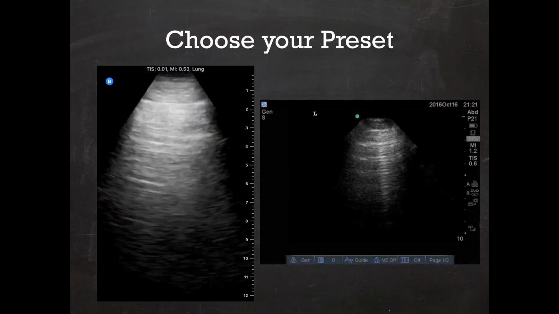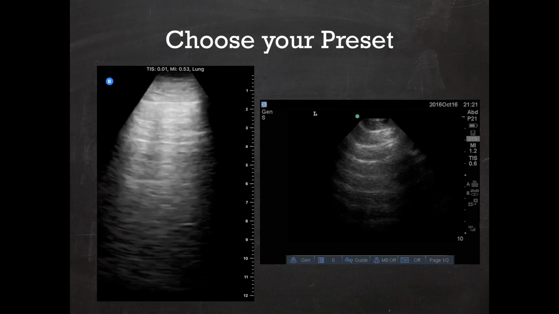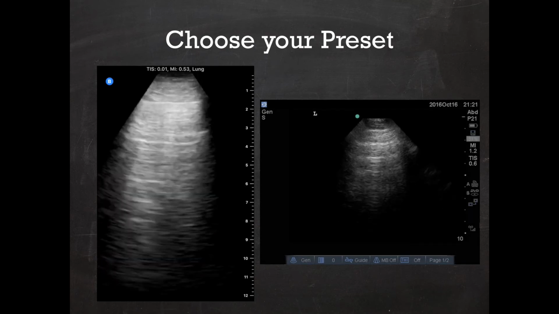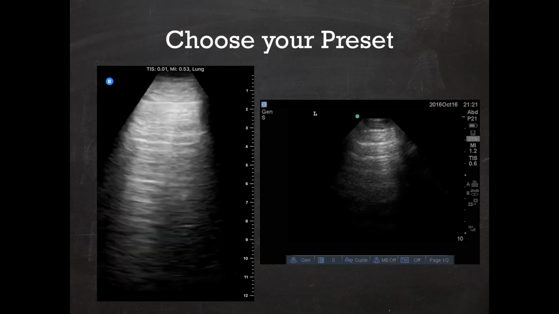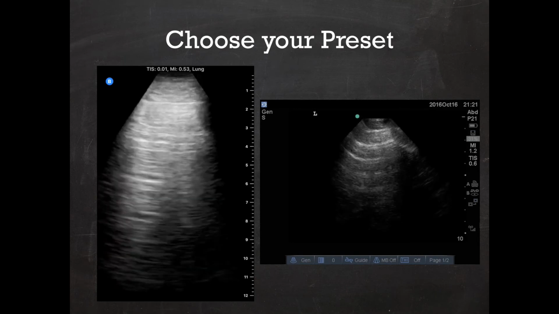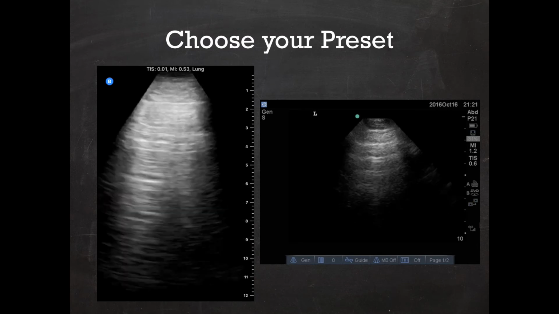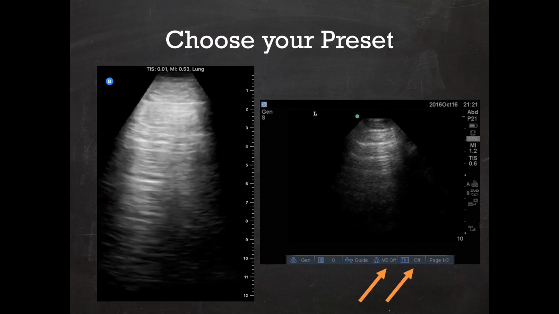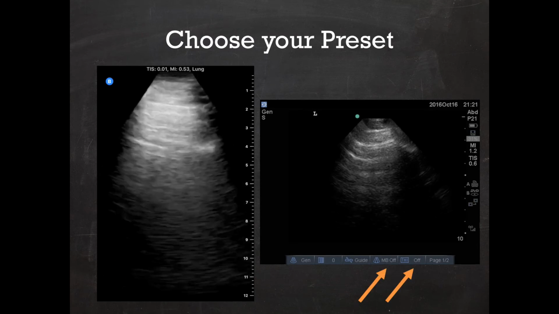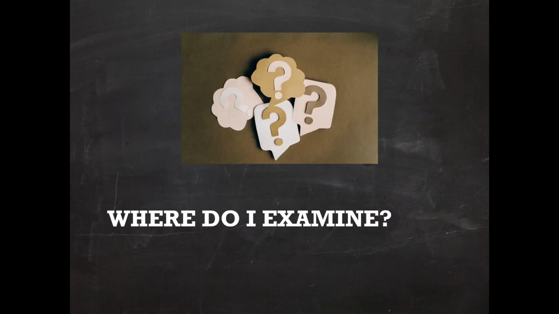Next, let's choose our preset. Many machines have a lung preset. This preset will be optimized to evaluate the lungs. However, if you do not have this preset, you can choose abdomen. Images collected in the abdominal preset can further be improved by turning off post-processing functions such as multi-beam technology and tissue harmonic imaging.